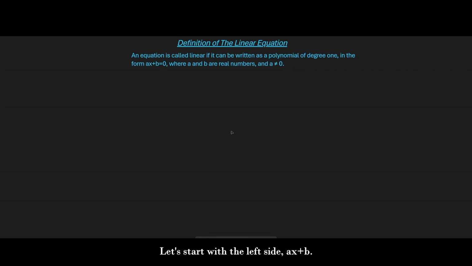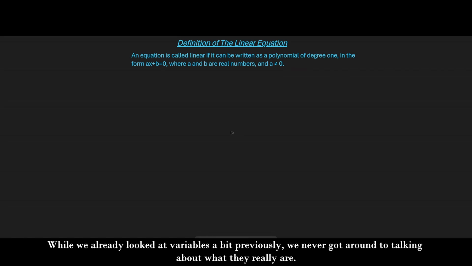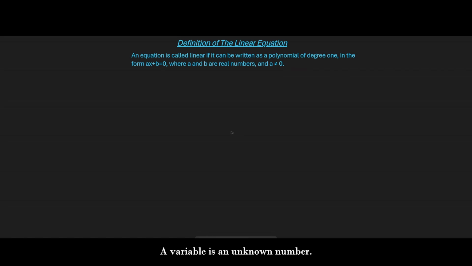Let's start with the left side, ax plus b. X here is called the variable. While we already looked at variables a bit previously, we never got around to talking about what they really are. A variable is an unknown number. We know that it's some real number, but we don't know what it is. It can vary. That's why we call it a variable.